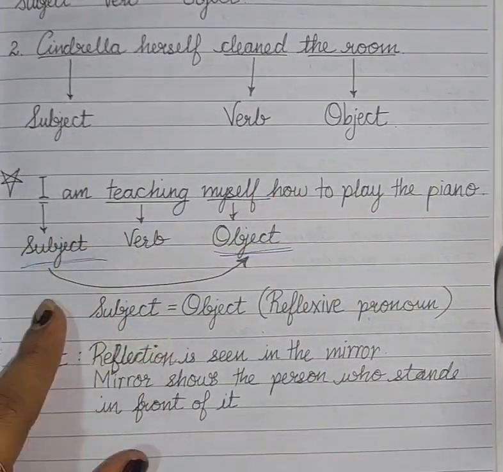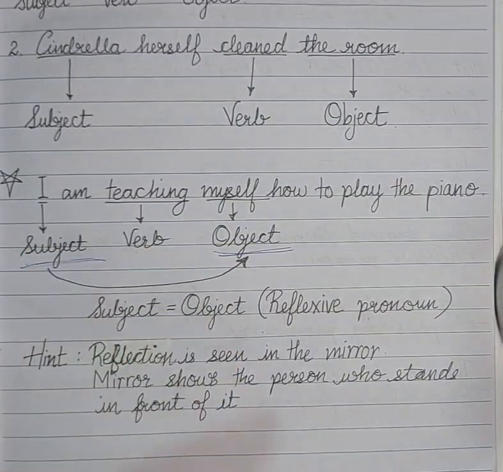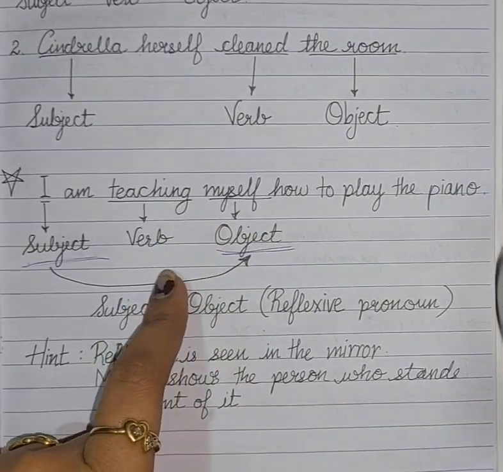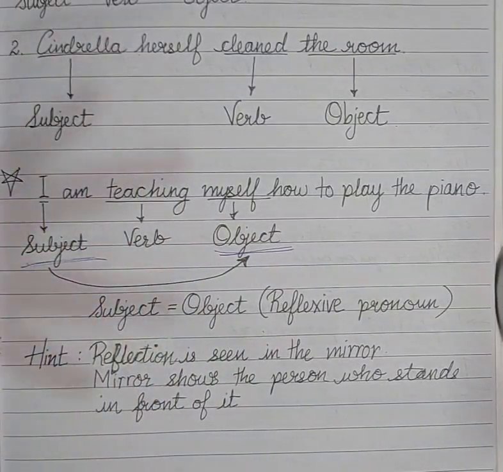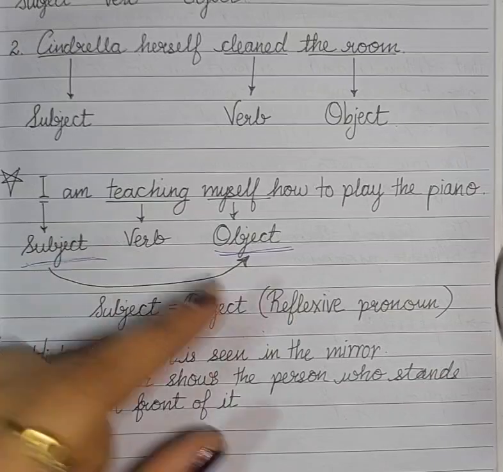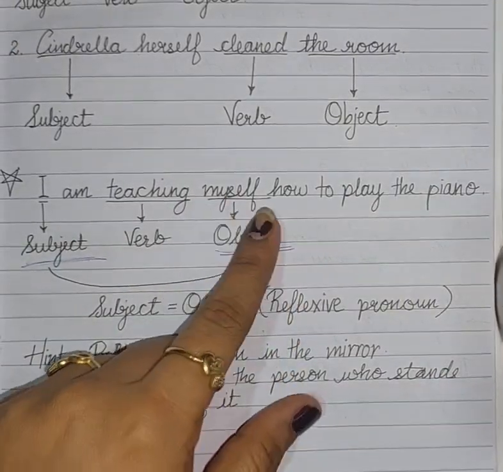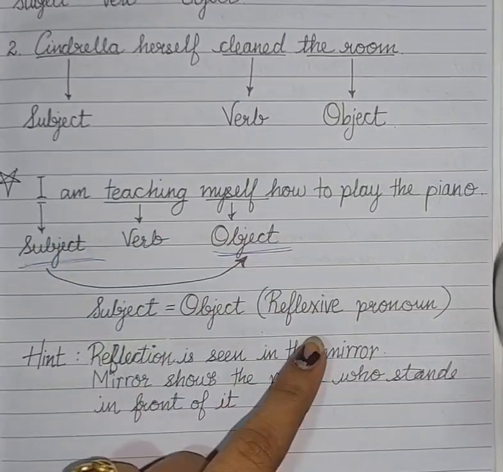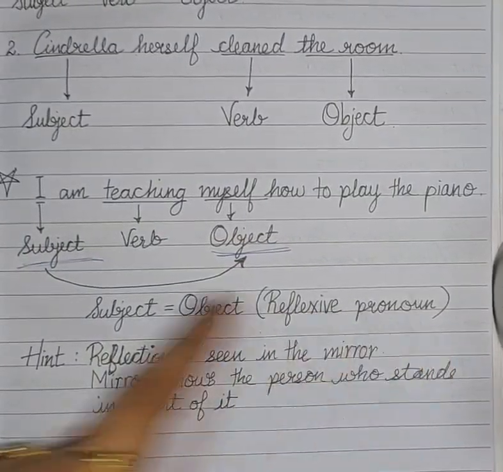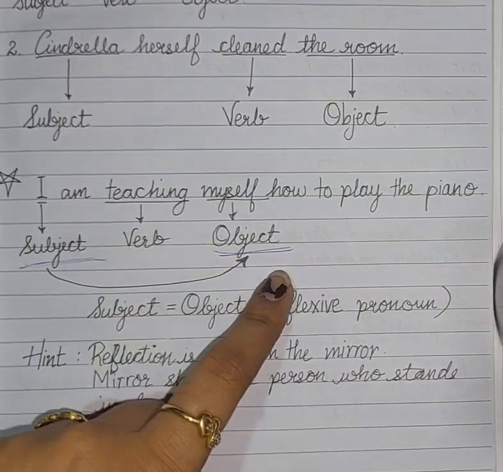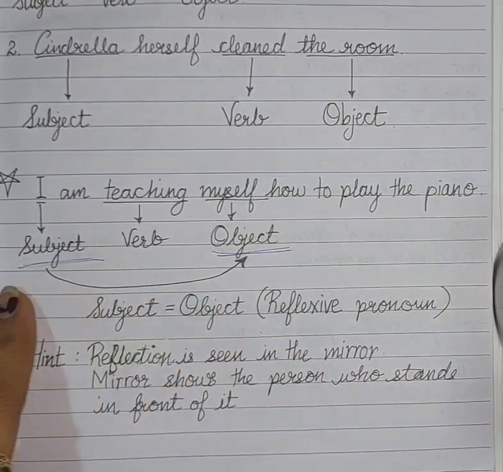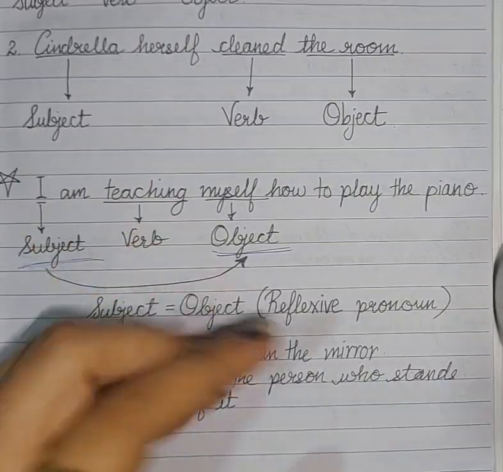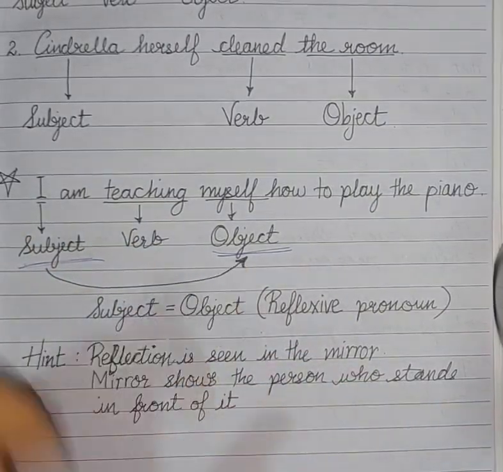I, so I is the subject. I am teaching. So what is the action that is done? That is I am teaching. Okay. And I am teaching what or to whom? So here is the object. That is myself. So whenever the subject is equal to object, it becomes a reflexive pronoun. When we are talking about the same person, I myself, see, we are talking about the same person doing the action of teaching. So at that time we say that it is a reflexive pronoun.